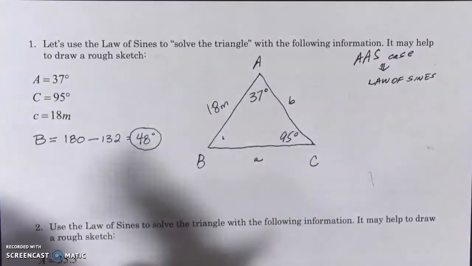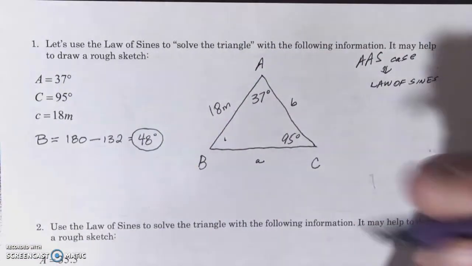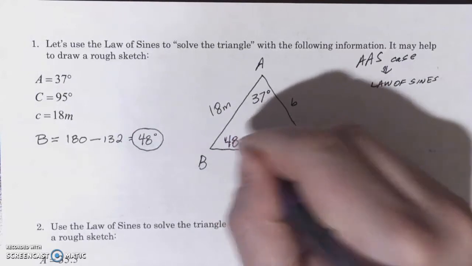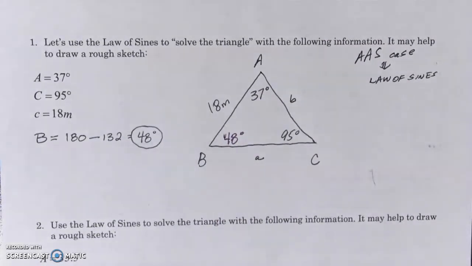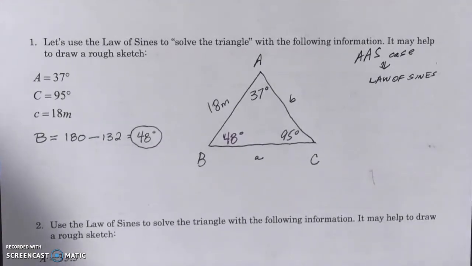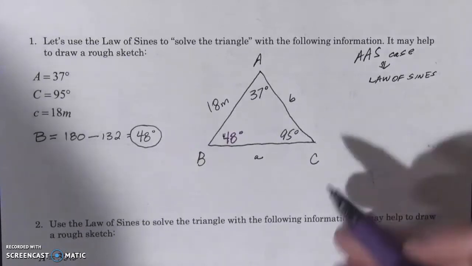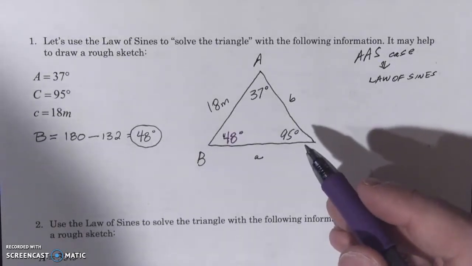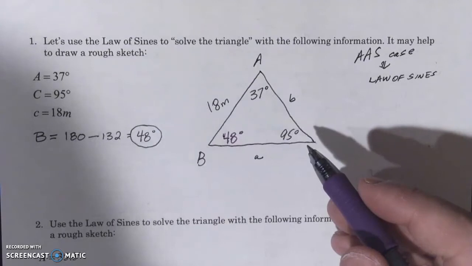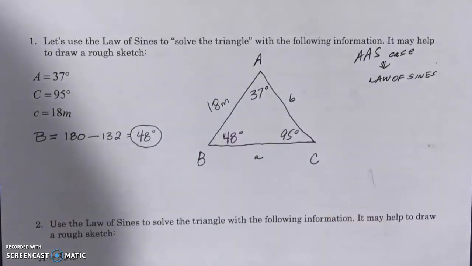Use a different color here. This actually might not be a different color. There we go. Okay. That wasn't using law of sines. But now we're going to have to. This is not a right triangle. We cannot use Pythagorean Theorem. We can't use special right triangles. We can't use SOHCAHTOA. So we go to law of sines.